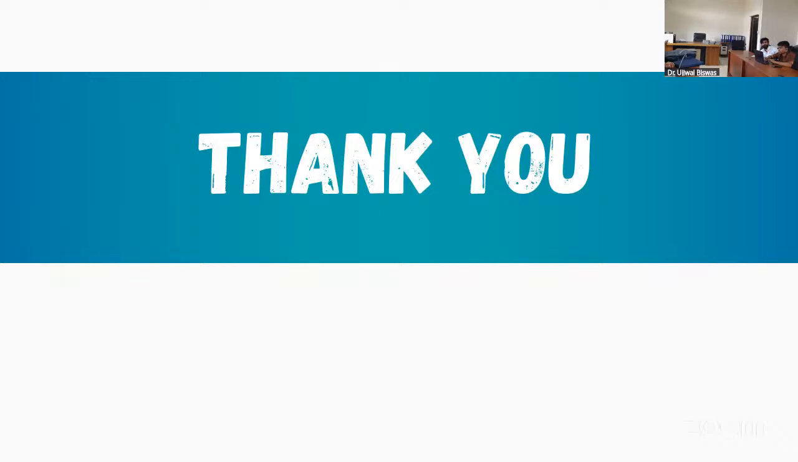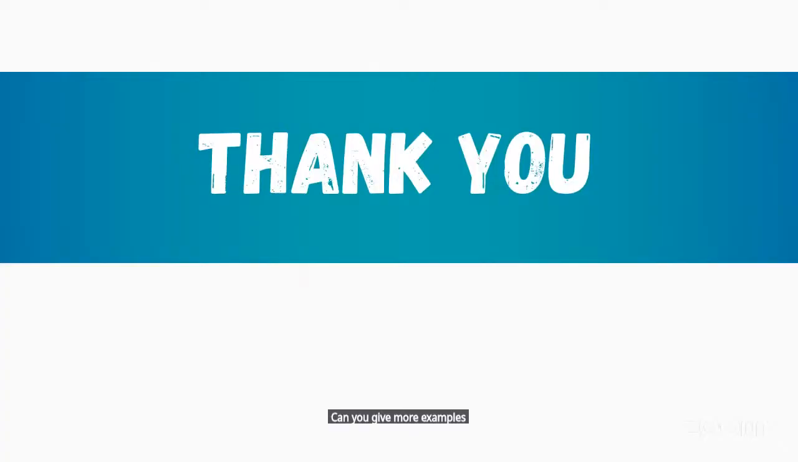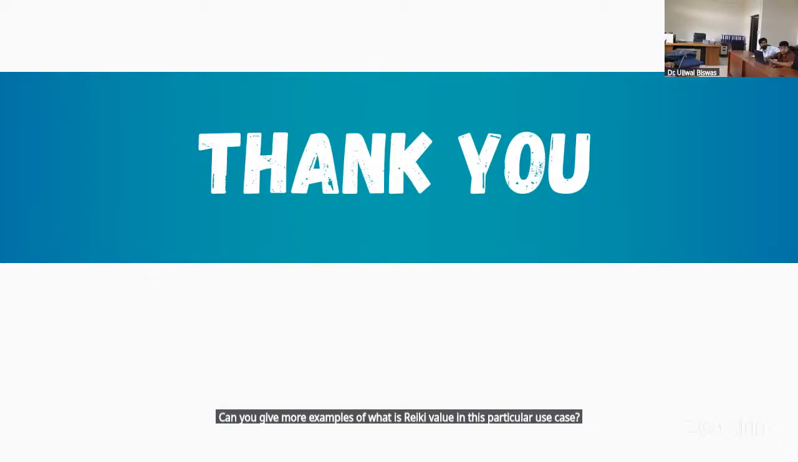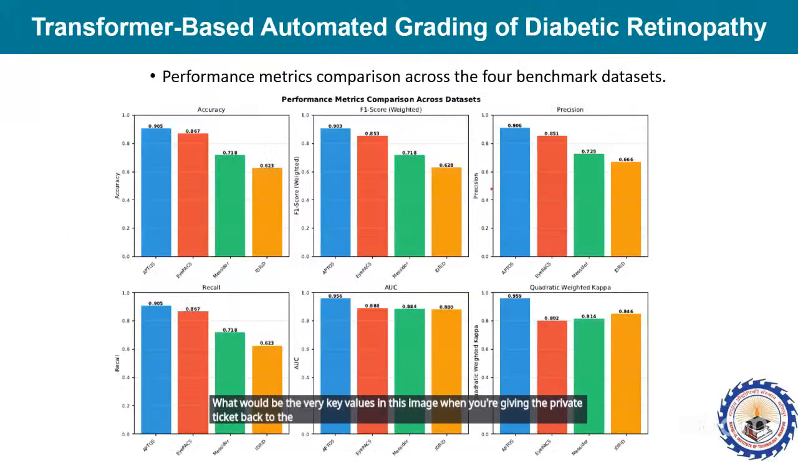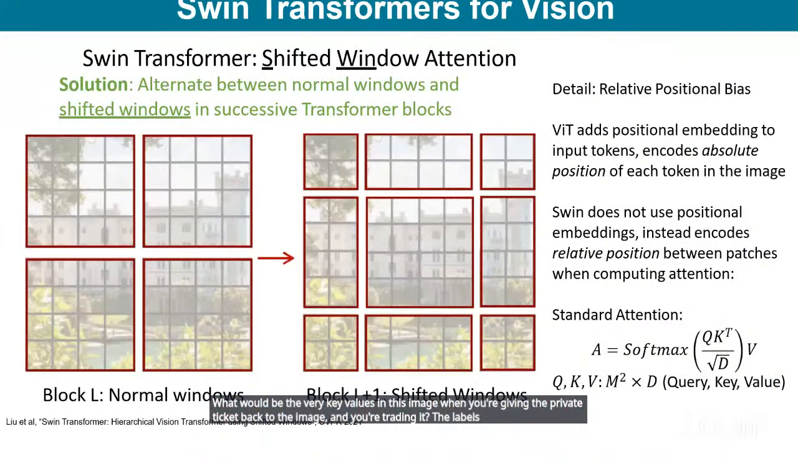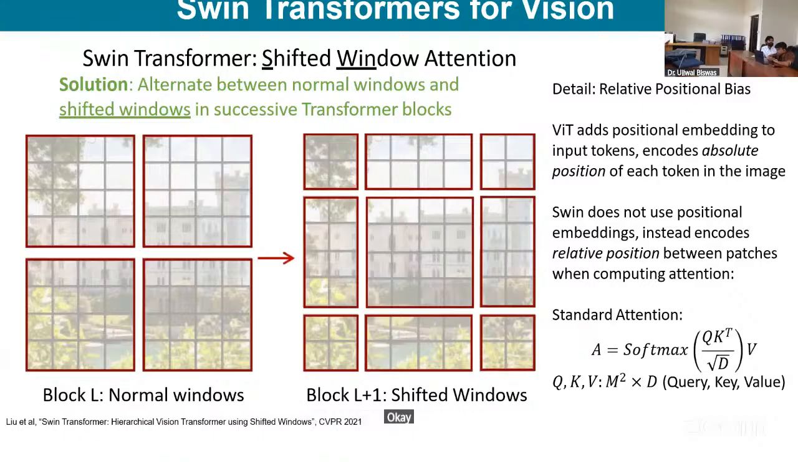Can you give more examples of what the key values would be in this particular use case? What would be the key values in this image when you are giving the diabetic retina image and grading it? The labels will be the grades. So what are the key values inside? Okay, so query, key, values. This is a basic part of a transformer model, QKV.